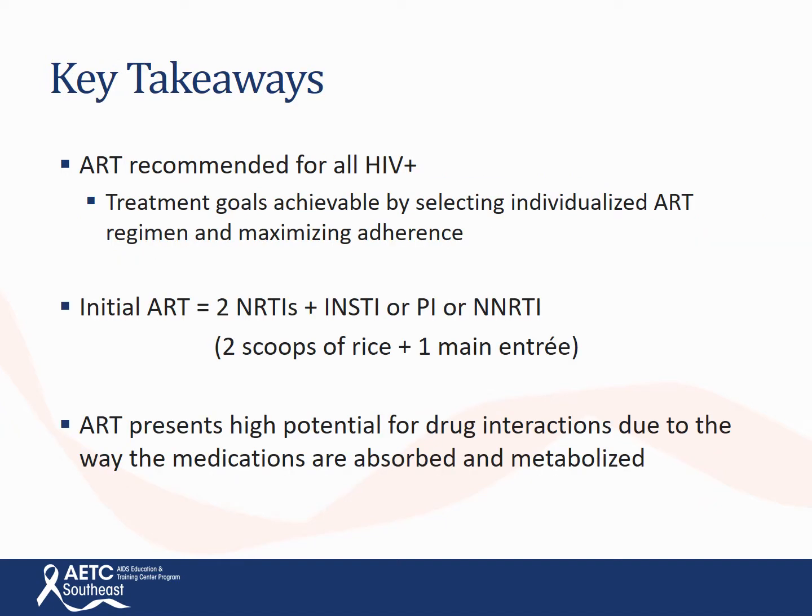So to summarize the main key points here, ART is recommended for all patients with HIV. The goal of ART is to achieve and maintain an undetectable viral load less than 20 to 75 copies per milliliter and an increase in CD4 count, and these goals can be achieved by selecting an individualized antiretroviral therapy regimen and maximizing adherence to therapy. Initial ART is 2 NRTIs plus an integrase inhibitor or a protease inhibitor, or a non-nuke, just like Panda Express, 2 scoops of rice plus 1 main entree.